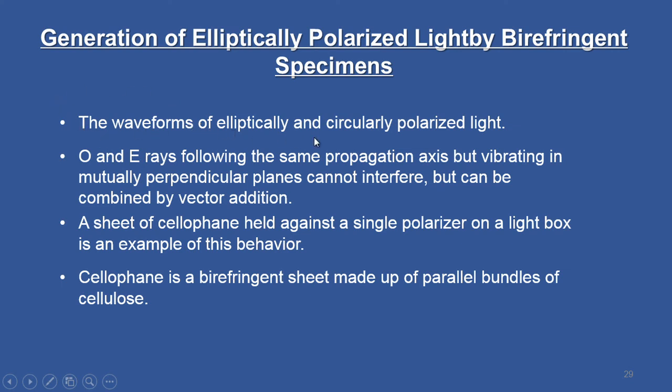The waveforms of elliptically and circularly polarized light: you have two forms. The ordinary ray and extraordinary ray follow the same propagation axis, but vibrating in mutually perpendicular planes they cannot interfere, but can be combined by vector addition. A sheet of cellophane held against a single polarizer on a light box is an example of this behavior. Cellophane is a birefringent sheet made up of parallel bundles of cellulose, which helps to produce elliptically polarized light.